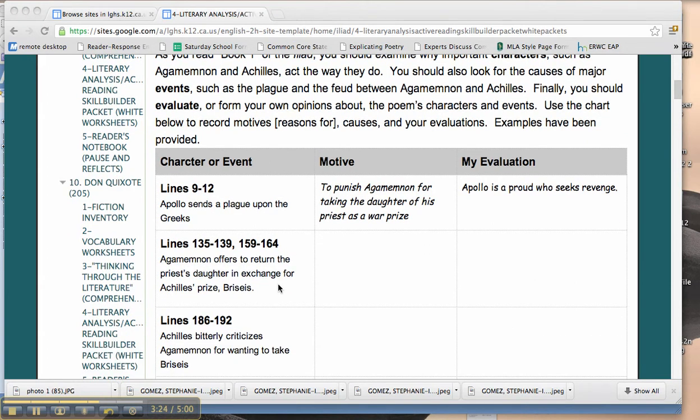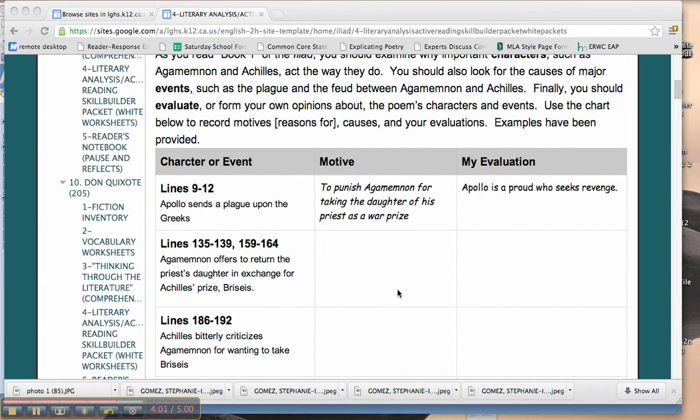Let's look at the next one. Maybe we can do this one together. Agamemnon offers to return the priest's daughter in exchange for Achilles' prize Briseis. So, what's his motive for that? His motive for returning her, obviously, is because Agamemnon is punishing the Greeks with a plague, but he also does this on the condition that he must take Achilles' war prize. So right here you'll put his motive: he gives her back because there's a plague, and because he himself will be without a war prize. So that's what would be mine.